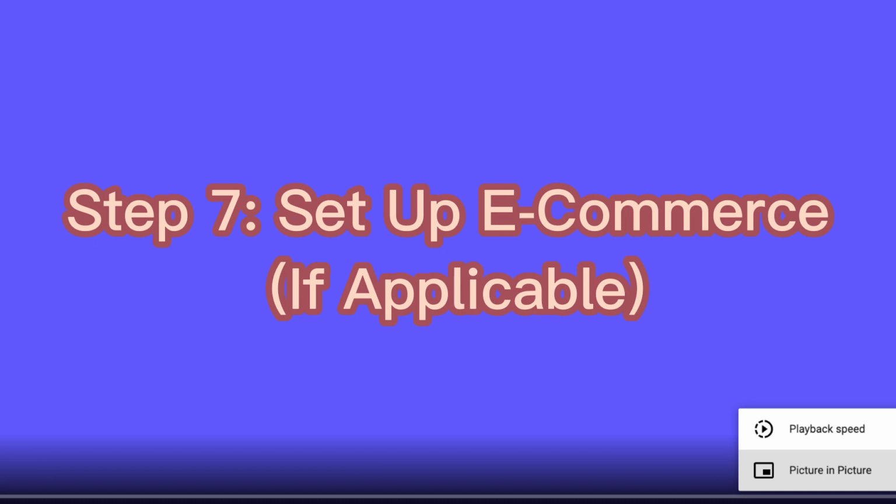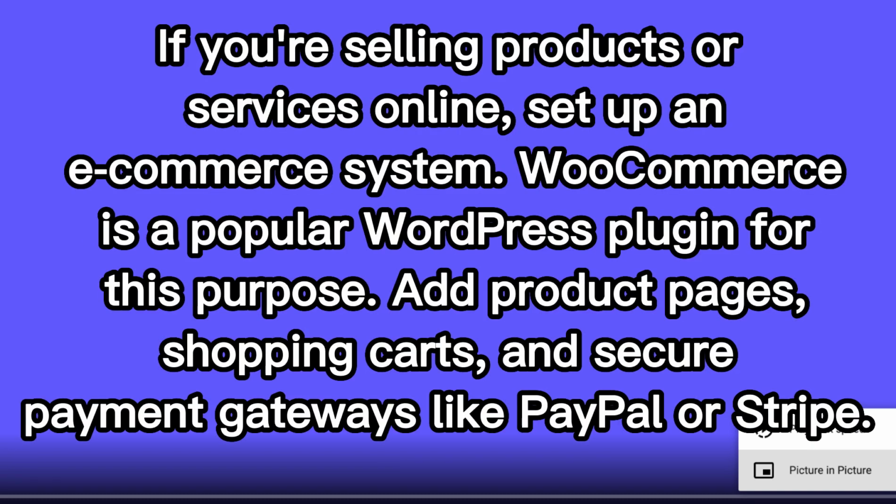Step 7. Set up e-commerce if applicable. If you're selling products or services online, set up an e-commerce system. WooCommerce is a popular WordPress plugin for this purpose. Add product pages, shopping carts, and secure payment gateways like PayPal or Stripe.